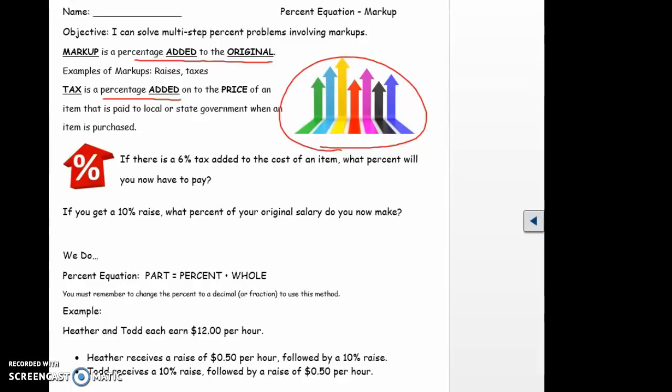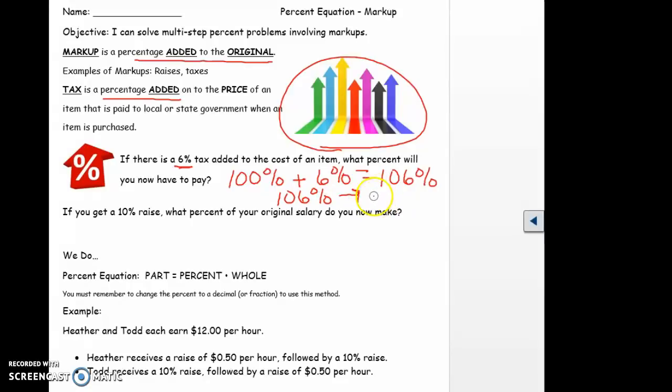So let's just review a little bit. If there is a 6% tax added to the cost of an item, what percent will you now have to pay? I want you to remember, if you're paying full price for something, you're paying 100%. Plus, you're paying another 6%. So what percent is that? You are paying 106%.